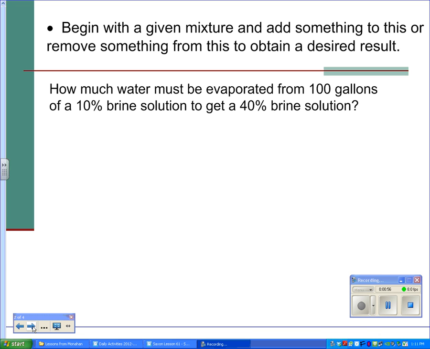Yeah, you would use X and Y. So what we're going to do instead of taking two and mixing them together, we're going to start with a given thing. We're either going to add or subtract. So we're either going to add something to it or subtract from it to get what we want.